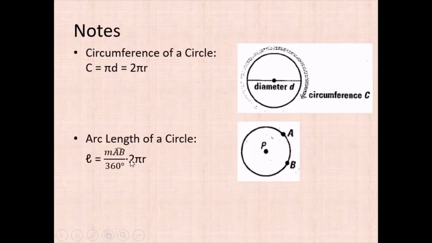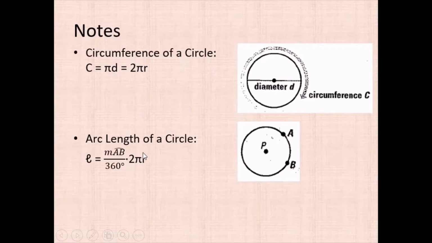And then we also have, this is a new one, the arc length of a circle. And this is supposed to be like a cursive L. So arc length is equal to the measurement of arc AB divided by 360 degrees times 2 pi r.